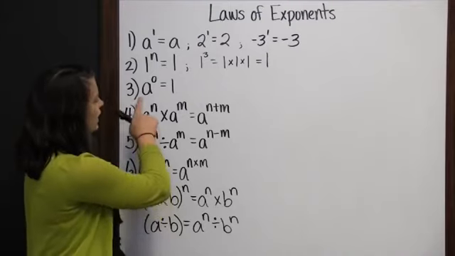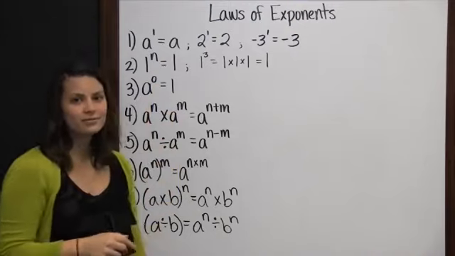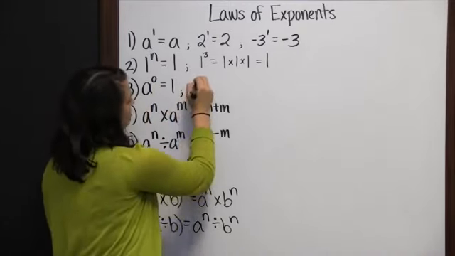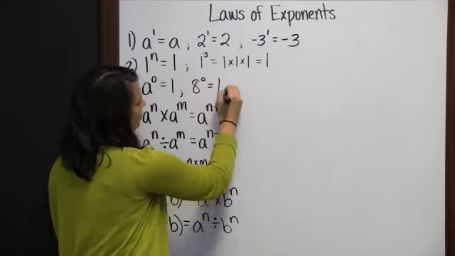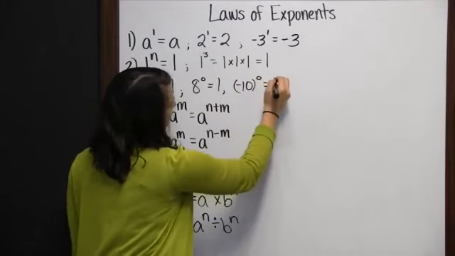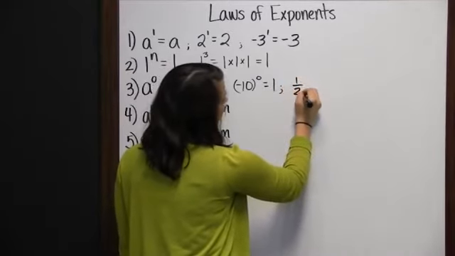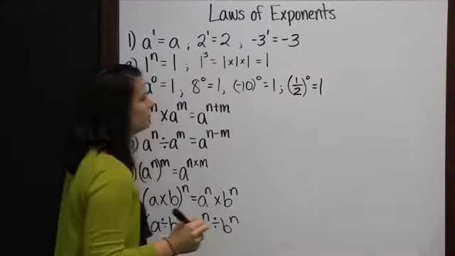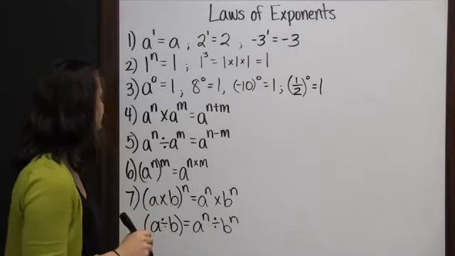The third law says that any number raised to the 0 power is 1. This is one of my personal favorites. I think it's pretty cool. Like 8 raised to the 0 power, it's just 1. Or negative 10 raised to the 0 power, again, just 1. Or even say a half raised to the 0 power, still 1. Any number raised to the 0 power is always 1.